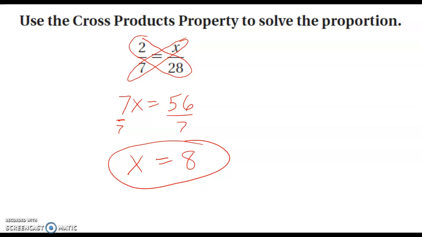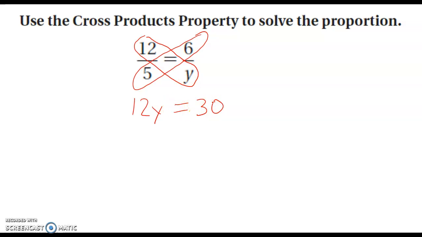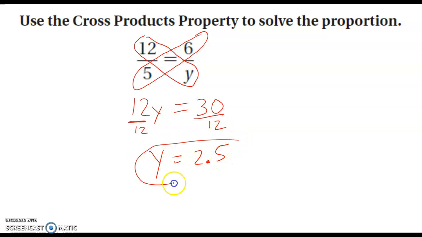All right, flip the page. Go ahead and try this one. So 12 times y is 12y. 6 times 5 equals 30. Then we have to divide by 12. This one does not go in evenly. Get a decimal. 2.5. So 30 divided by 12 is 2.5.